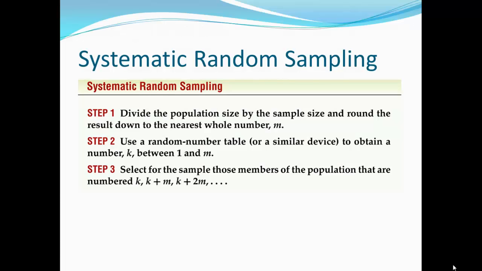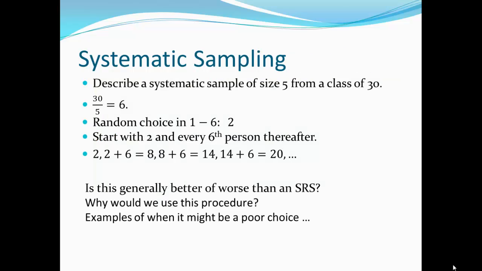Our textbook describes the method in this way. Divide the population size by the sample size, 30 divided by 5 in this case. Select a random number that is suitably small, call that number k, then we add the number m, which is the size of the group, repeatedly to get the rest of our sample. For those of you who are comfortable with algebra, this will make a lot of sense, but let me translate that for you in terms of the example above.